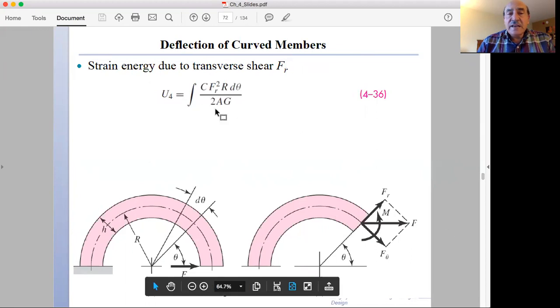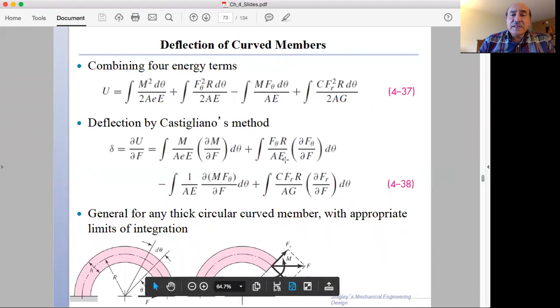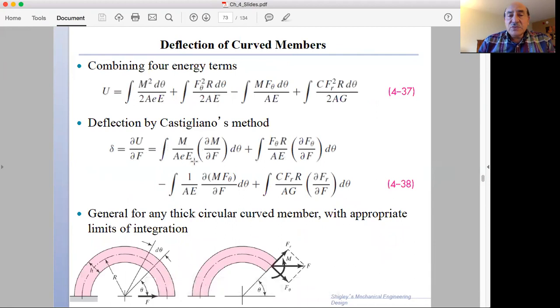Finally, we have another component due to the shear force, which is caused by Fr, the radial force, with a shape factor, because the shear stress is not uniformly distributed over the cross section. So these are four different terms, and if you're solving a problem with a curved beam, you have to do a lot of work, because you have a moment part, an axial part, an interaction part between moment and axial, and then a shear part.